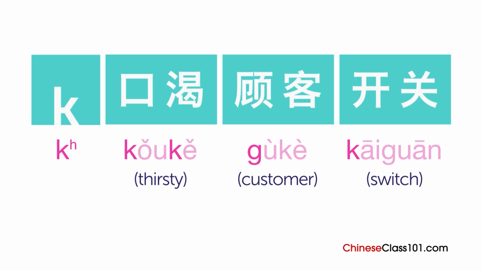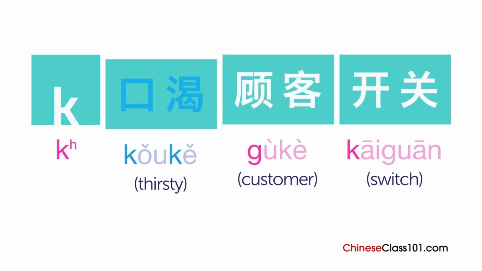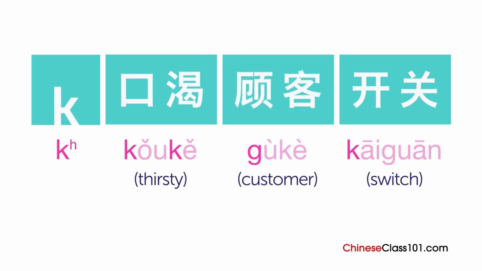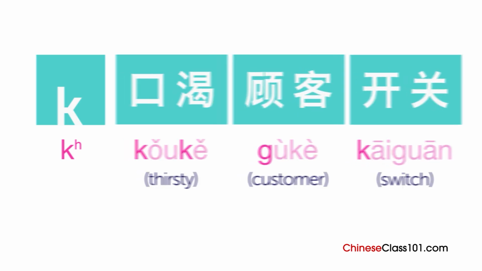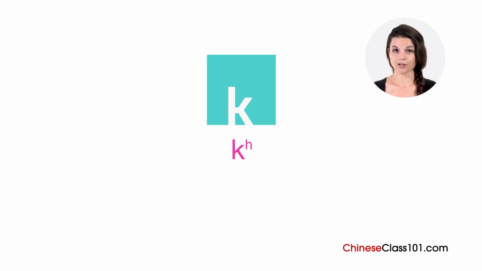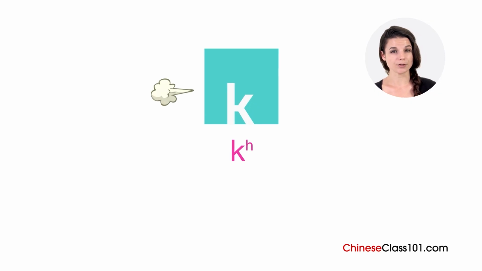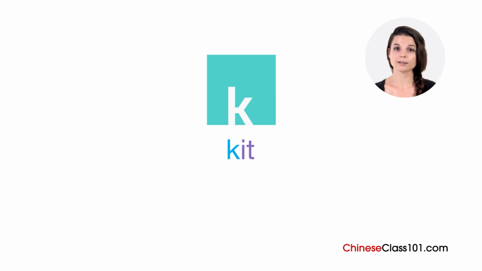The next consonant is k. This is the aspirated version of the K sound, meaning there should be a burst or release of air, like the K in the word kit.